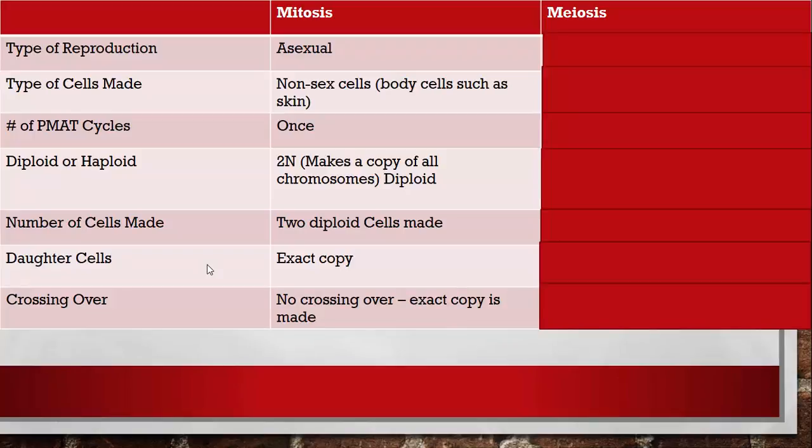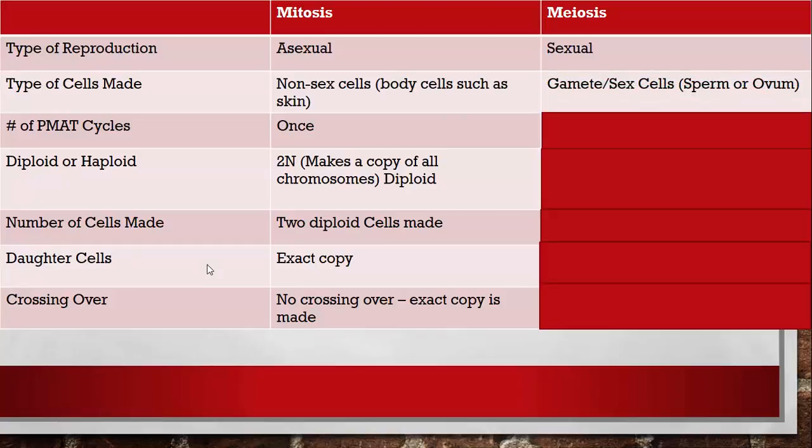Let's jump over to meiosis. Now, this is sexual reproduction, has nothing to do with the act of sex, which a lot of students think. It actually has to do with sex cells, which we call gamete cells, which are simply the sperm cell or the ovum cells, also known as the egg. It goes through PMAT twice. So one cell becomes two cells, they split, and those become four.